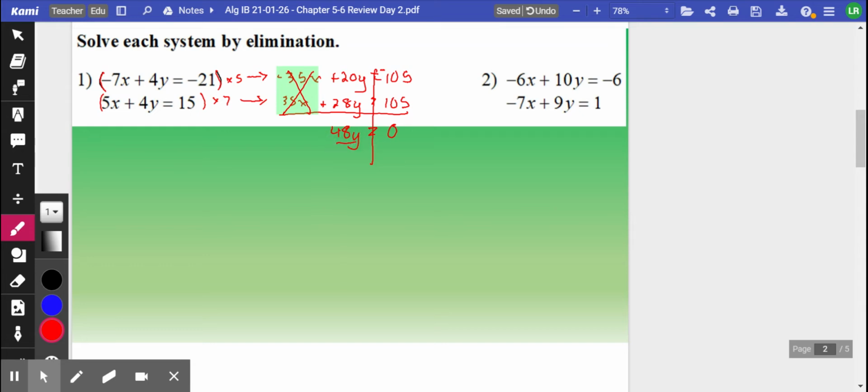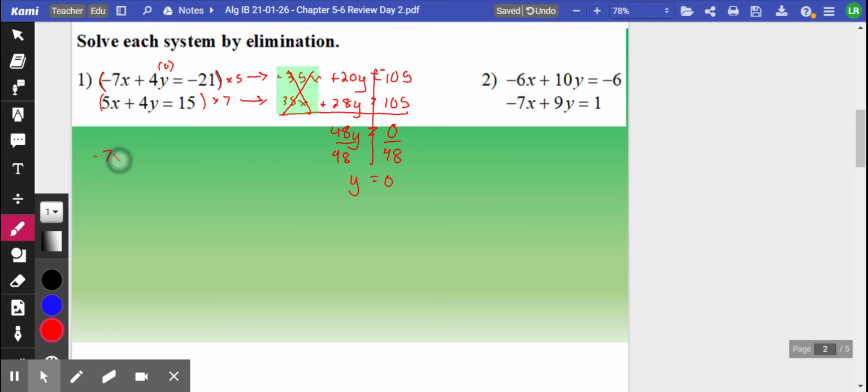Okay, don't freak out when that happens. Keep going. Divide by 48, and 0 divided by 48 is 0. So I got 0 for my y. Don't forget to plug it back in. It's your choice which equation to use. I'm just going to go ahead and use the top one. And since this is my answer for y, I'm putting the 0 right there.